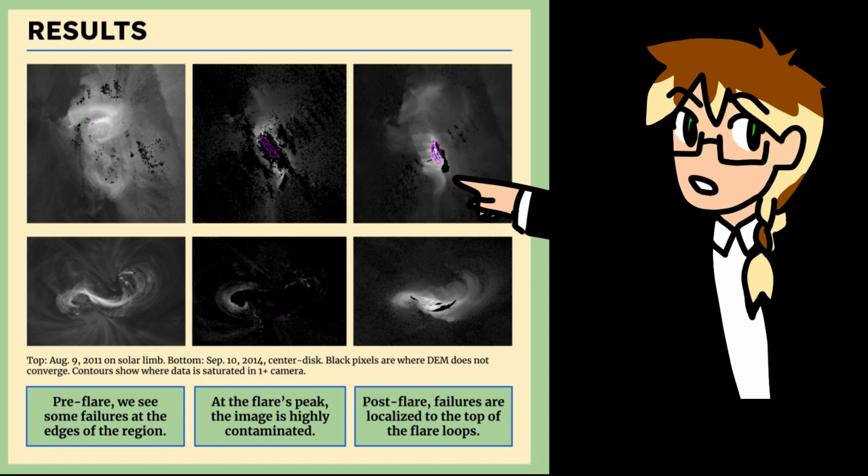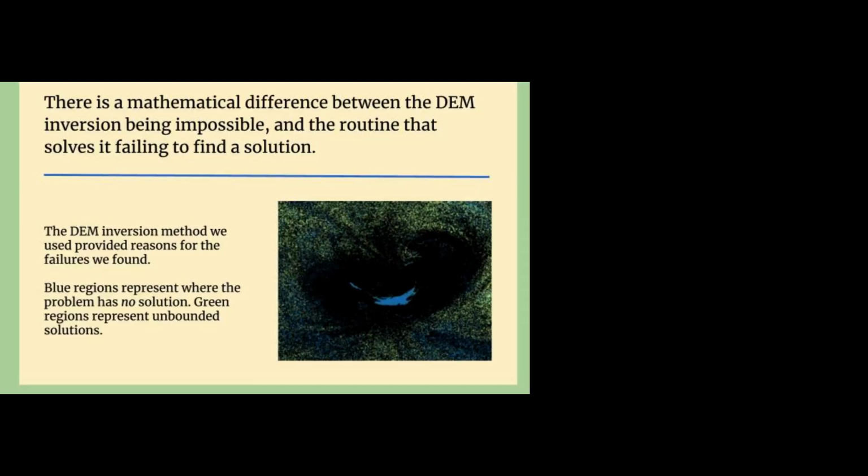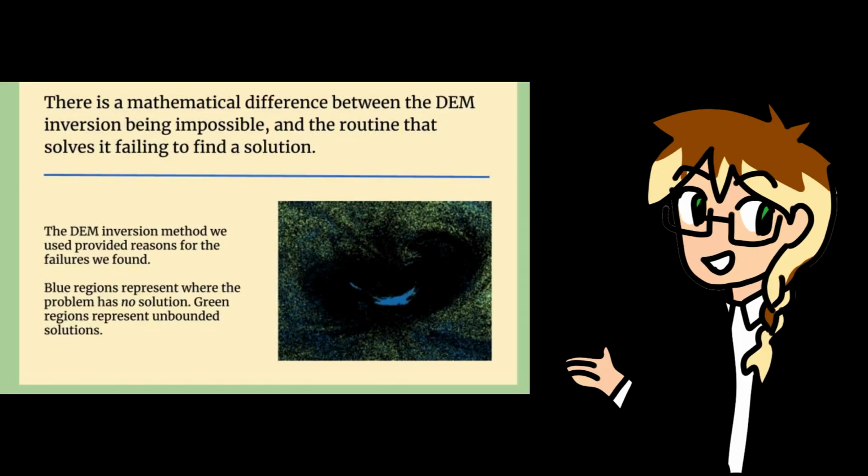So we took the data and we found out where there was too much light. That's these pink regions here. But as you can see, these contours don't cover the areas where the DEM inversions are failing, which implies that something more exciting could be happening. Another thing that convinced us that saturation was not the cause of this was that the program we ran to give us the DEMs told us where it was going wrong. We saw a clear distinction between the errors it gave when there was saturation or noisy data and the errors it gave at the loop tops, where it was just failing.